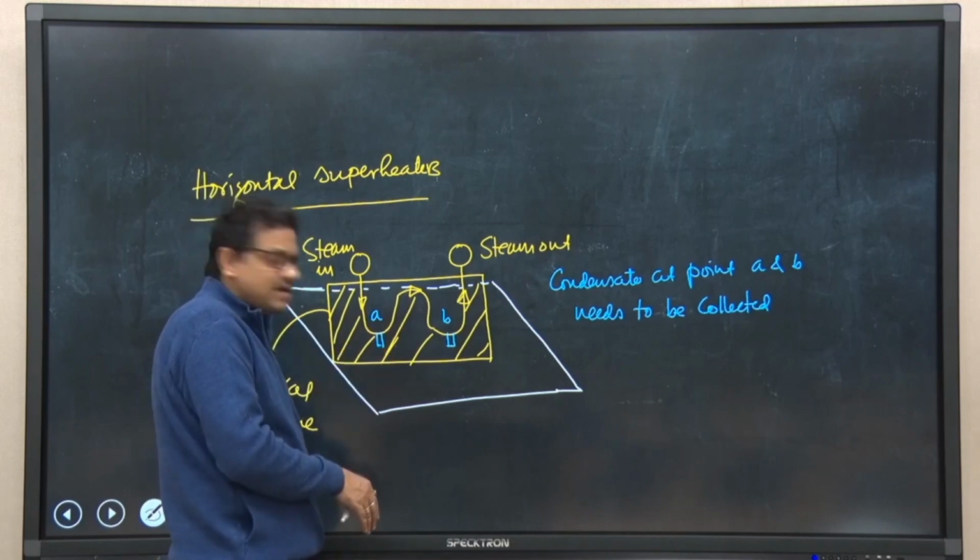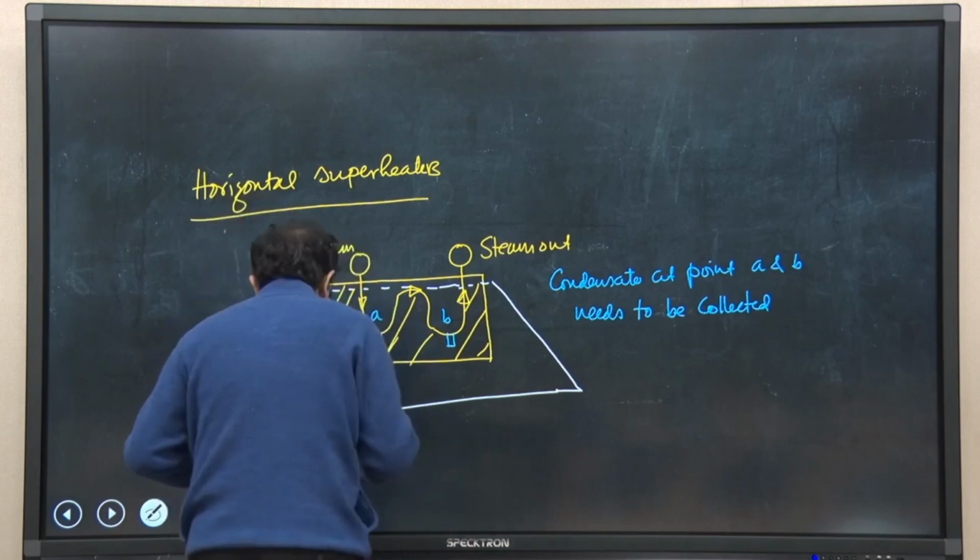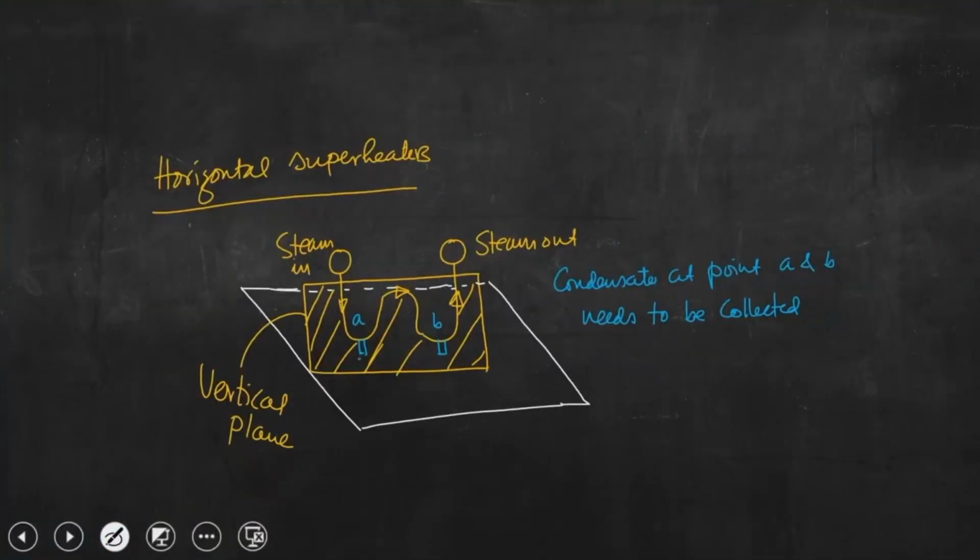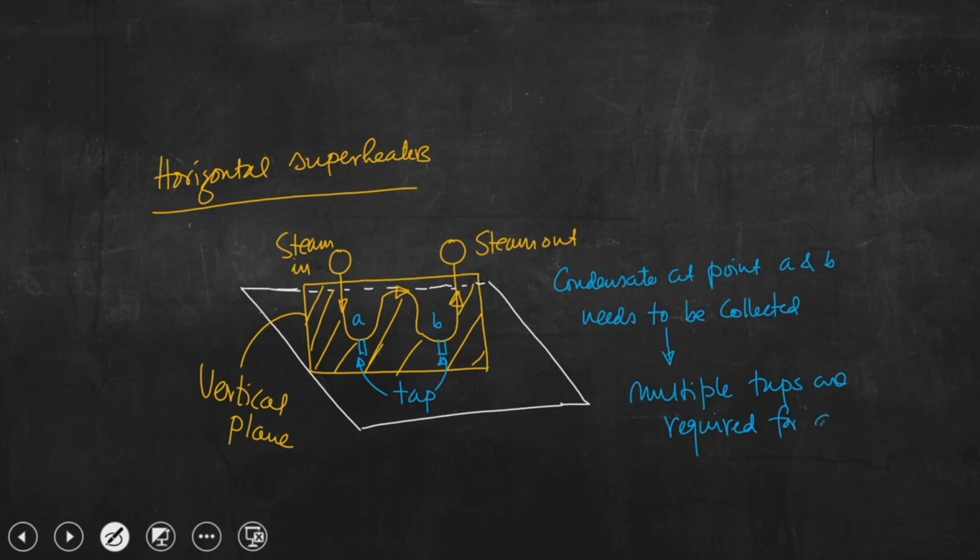So, what is needed? We should have these taps. These are called taps. Multiple taps are required for drainage of the collected condensate.